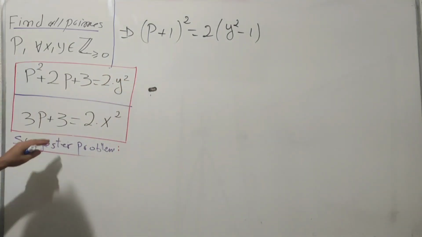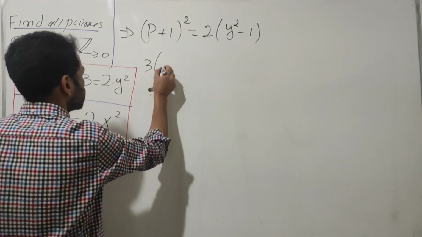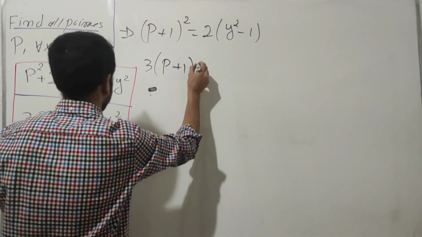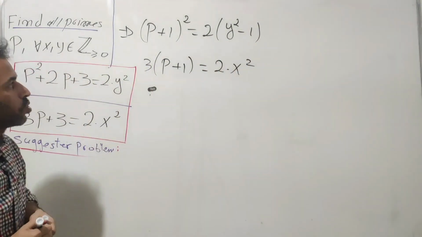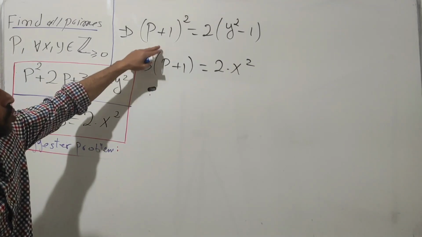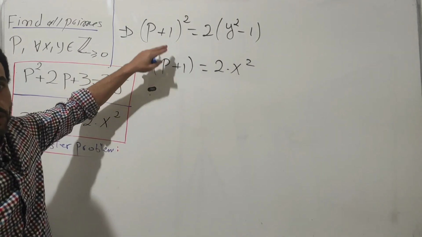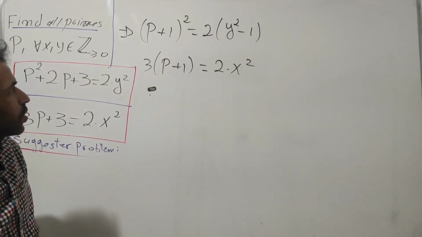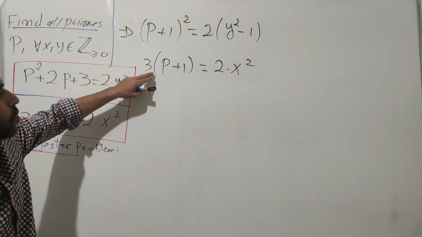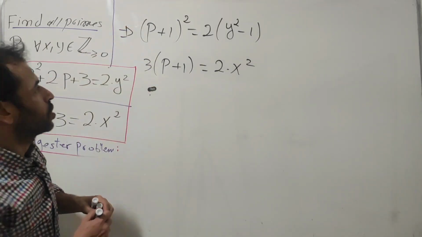Let's check the second equation. In the second equation, let's take 3 as a common factor as well. (p + 1) equals 2 times x squared. So my goal is to make this look the same. Since (p + 1) appears in both equations, I'm going to make both of them the same. So what to do: I'm going to square this one and multiply the first one by 9. So let's do that.